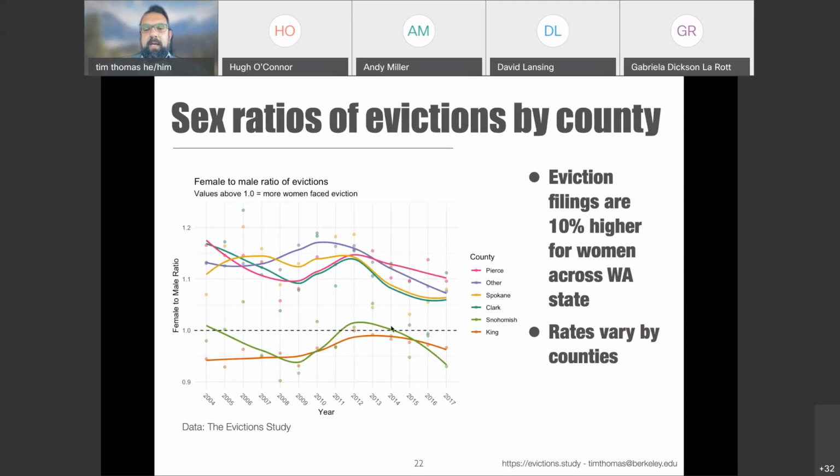King County and Snohomish actually had a few more men facing eviction. That's largely because of the demographic composition of that area. You have a lot more male-headed households in Snohomish, and you also have a lot more single men living in King County. But overall, we see that there is a huge gender gap, especially for more of the rural areas in Washington State.